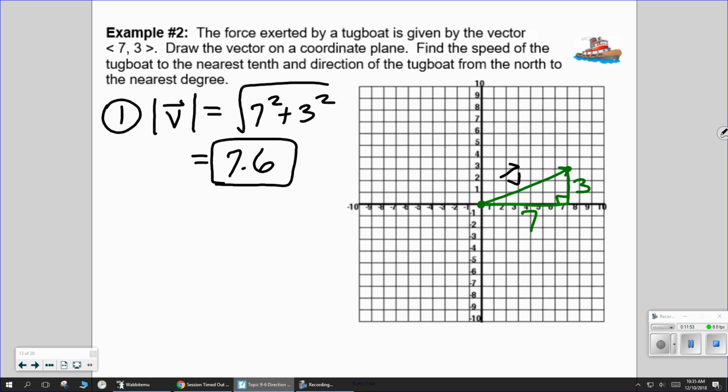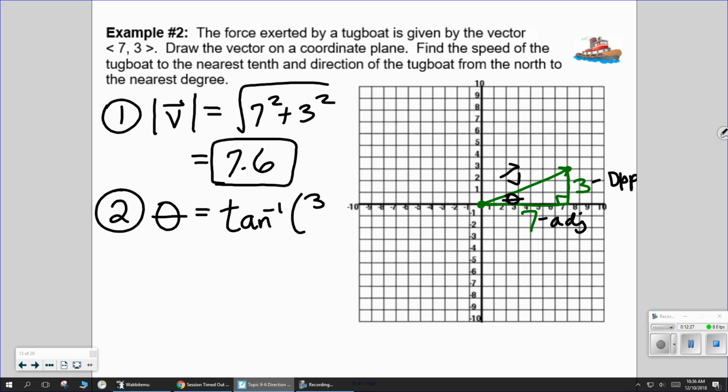Okay, so number 2, we also want to find the direction of the tugboat from the north. Remember, when we want to find direction, we're going to need angle measures. So we're going to find that missing angle inside the triangle. And remember, when we want to find missing angle measures, we're going to use inverse. Across from the angle is the opposite, and next to it is the adjacent. So we're pretty much going to be using tangent every time to find that missing angle. So we want to do tan inverse of 3 over 7.